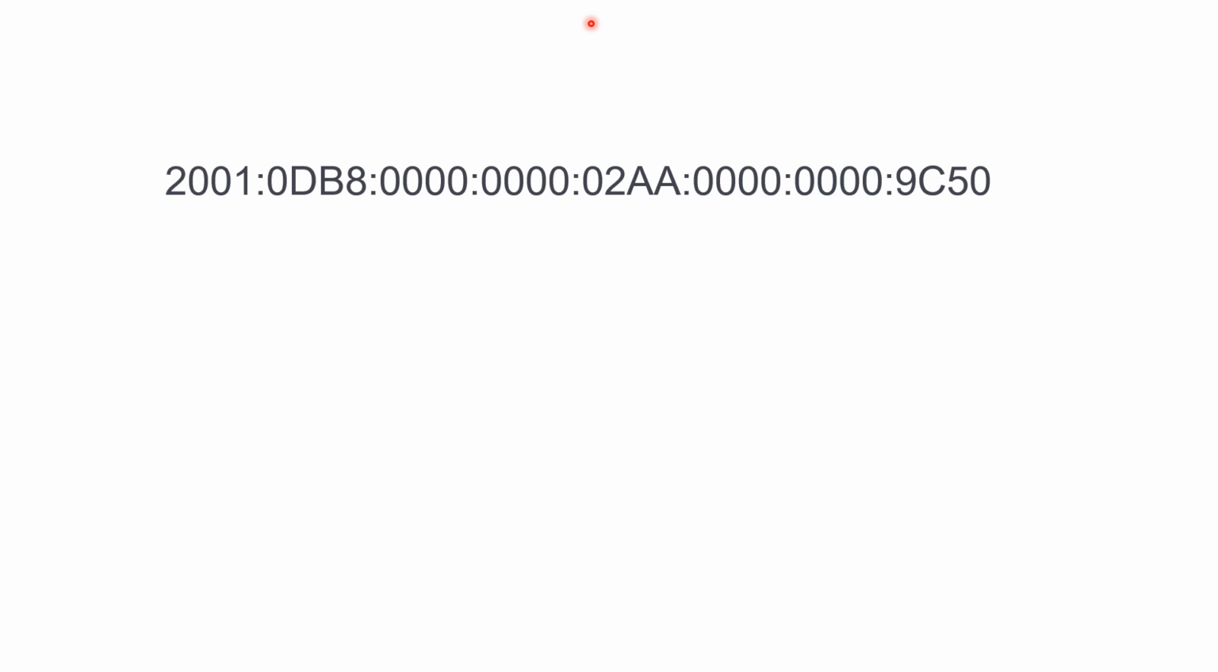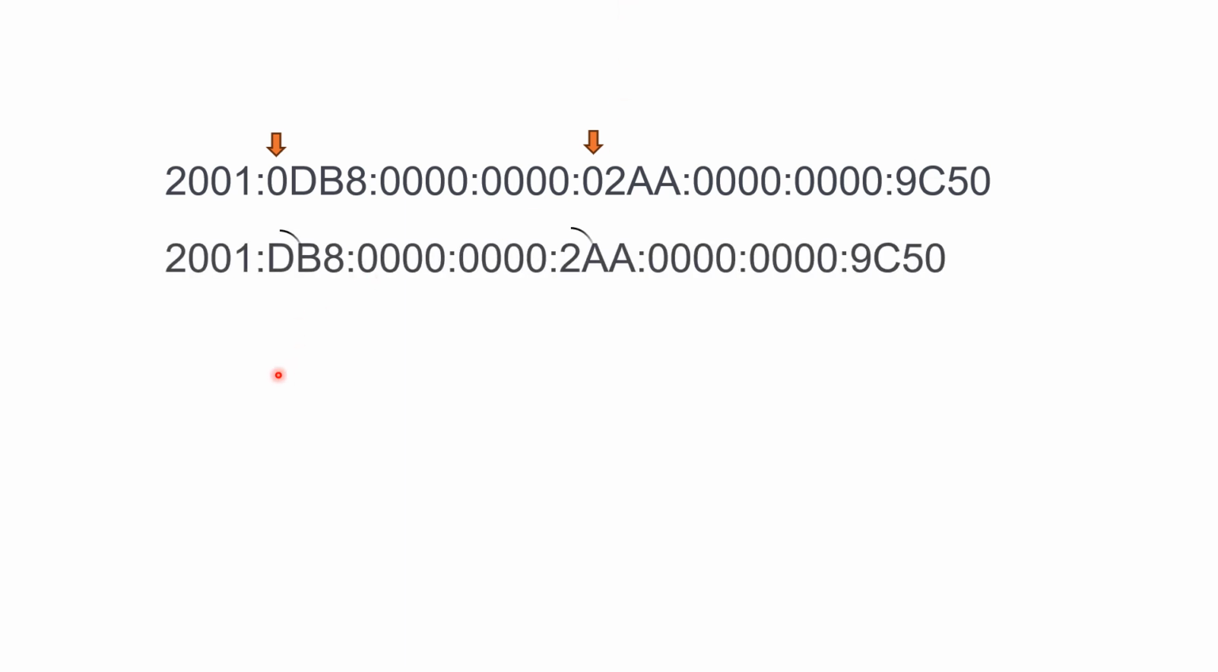If any of the sections has leading zeros, these can be removed. Keep in mind that only leading zeros can be removed. Now, in our case, we have leading zeros in 0db8 and 02AA. Let's get rid of these zeros. So you see, we removed the zeros. Okay. Now the IP address is slightly shorter.